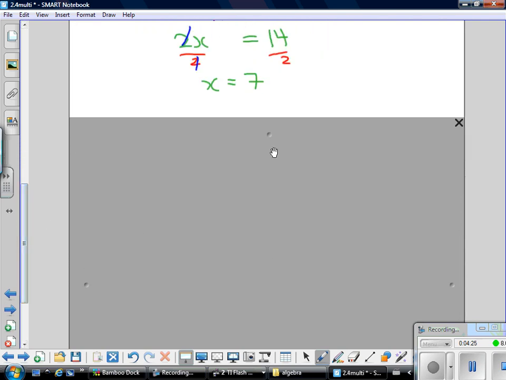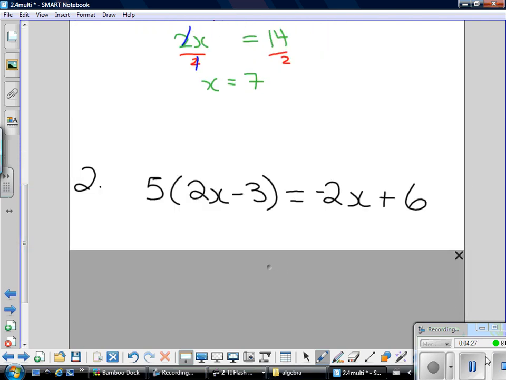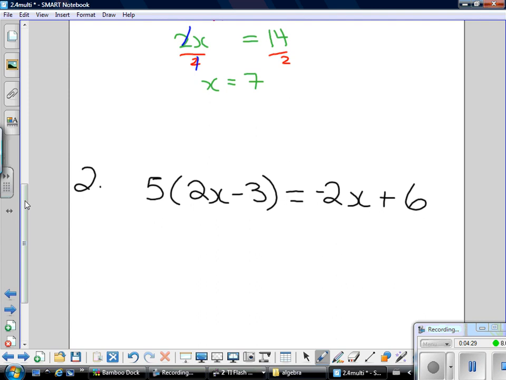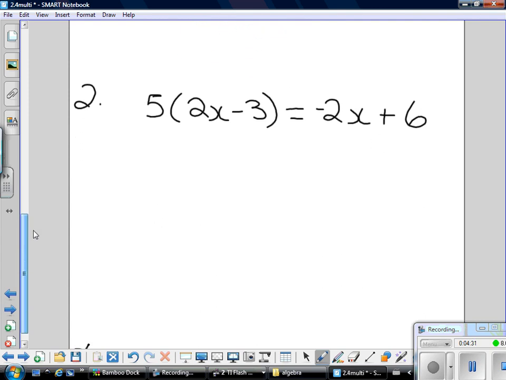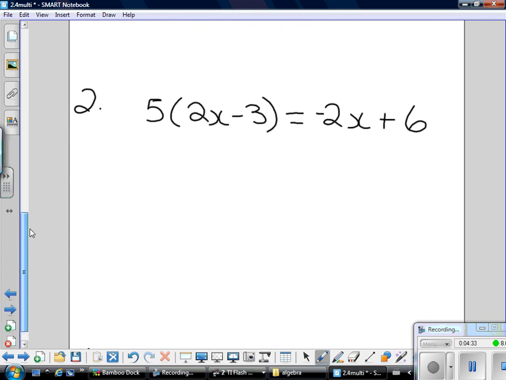All right, next question. Okay, now this question, I do have a bracket. So that's the first thing according to the steps I must get rid of. So it means I have to distribute the 5 into the bracket. So 5 times 2 is 10, so I have a 10x. 5 times a negative 3 is a negative 15.